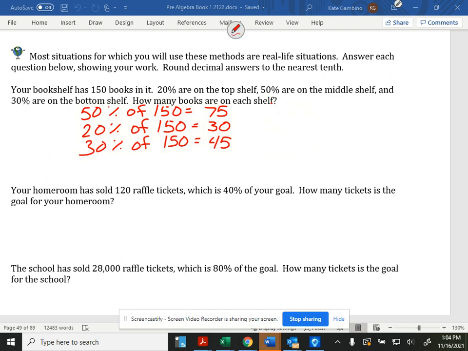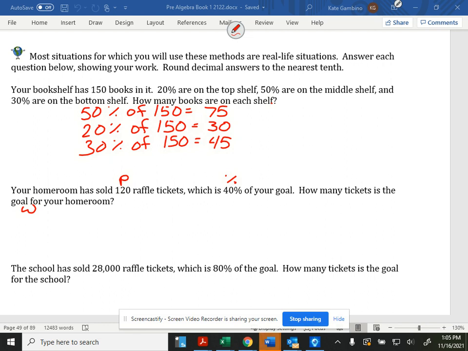But let's look at one that's using methods from today. Your homeroom has sold 120 raffle tickets, which is 40% of your goal. How many tickets is your goal for your homeroom? So what's my part? Chase? 120. Yeah, that's how many I actually sold. That's my part. What's my whole? In the problem, what's the whole? How many tickets is the goal for your homeroom? That's the whole. Your goal is the whole. Percentage is 40%.